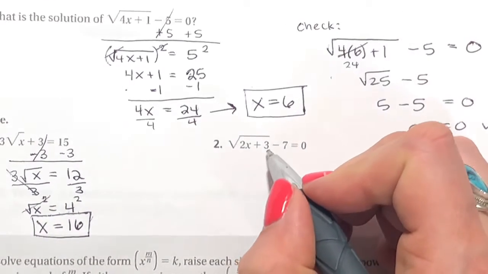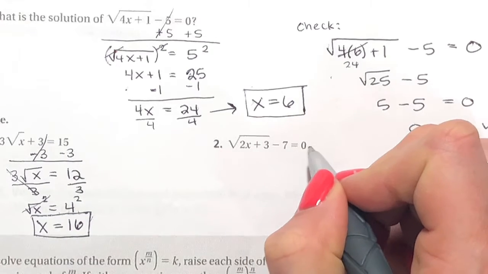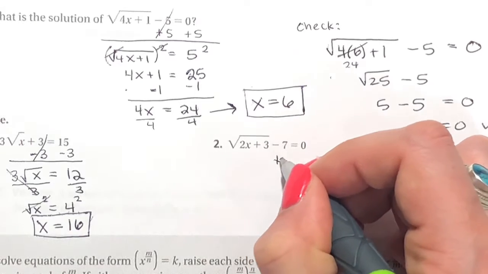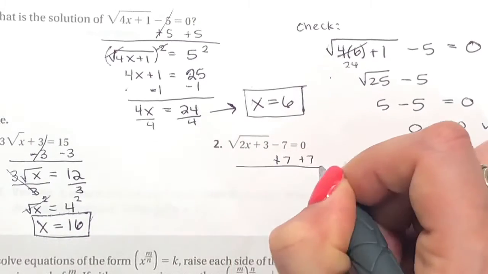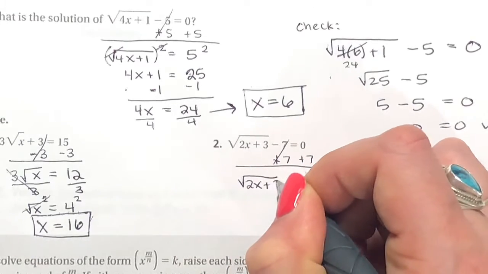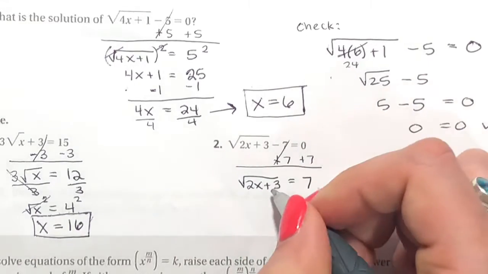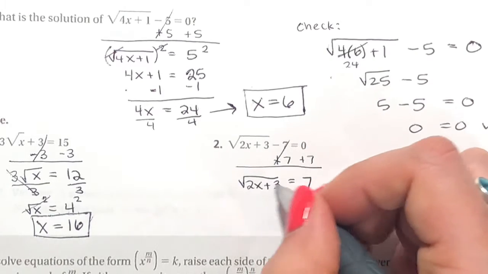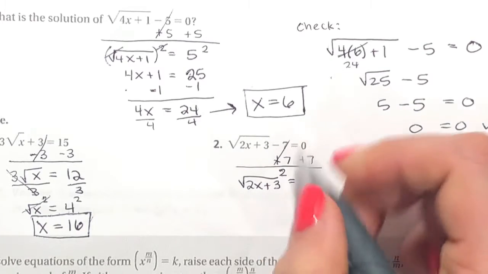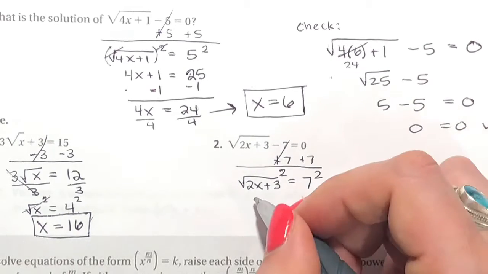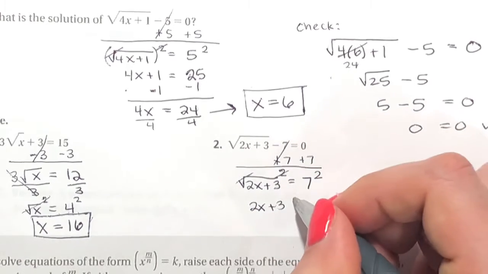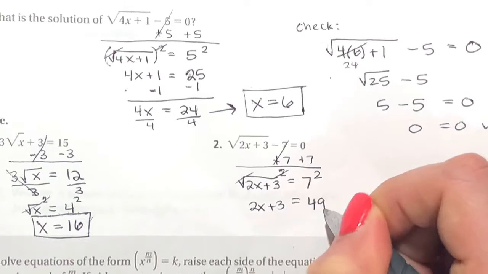So we have square root of 2x plus 3 minus 7 equals 0. So notice this minus 7 is not inside the square root, so we need to get rid of that first by adding it over. So that those cancel, and I'm left with the square root of 2x plus 3 equals 7. But now the square root is isolated and I can't get to the inside part until I get rid of it. So we get rid of that square root by squaring it, but I need to do that on both sides so that I get 2x plus 3, since those cancel. And then 7 squared is 49.